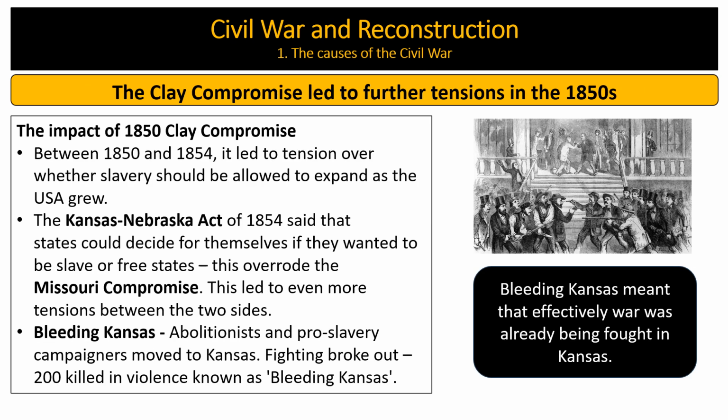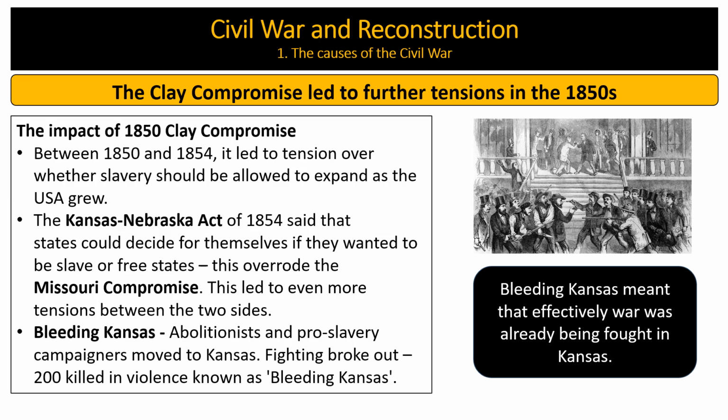Now, the Clay Compromise led to further tensions in the 1850s. So between 1850 and 1854, it led to tension over whether slavery should be allowed to expand as the USA grew. Now, the Kansas-Nebraska Act of 1854 said that states could decide for themselves if they want to be slave or free states, and that completely overrode the Missouri Compromise. It led to even more tensions between the two sides.